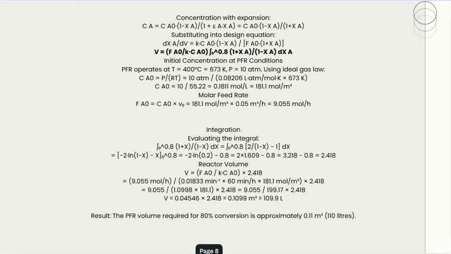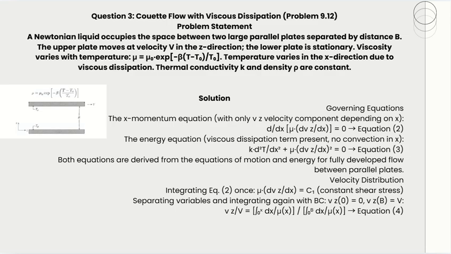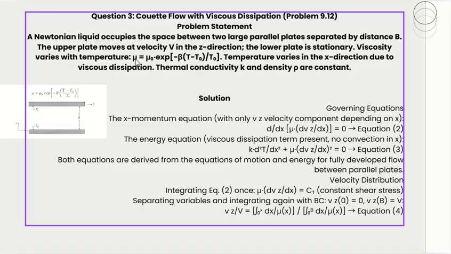Next, moving on to the third question. The third question says a Newtonian liquid occupies the space between two large parallel plates separated by a distance b, and the upper plate moves at velocity V in the z direction. The lower plate is stationary. Viscosity varies as mu equal to mu naught into e power minus beta into (T minus T naught) upon T naught. The function is given, and the temperature varies in the x direction due to viscous dissipation, and also k and rho are constant.